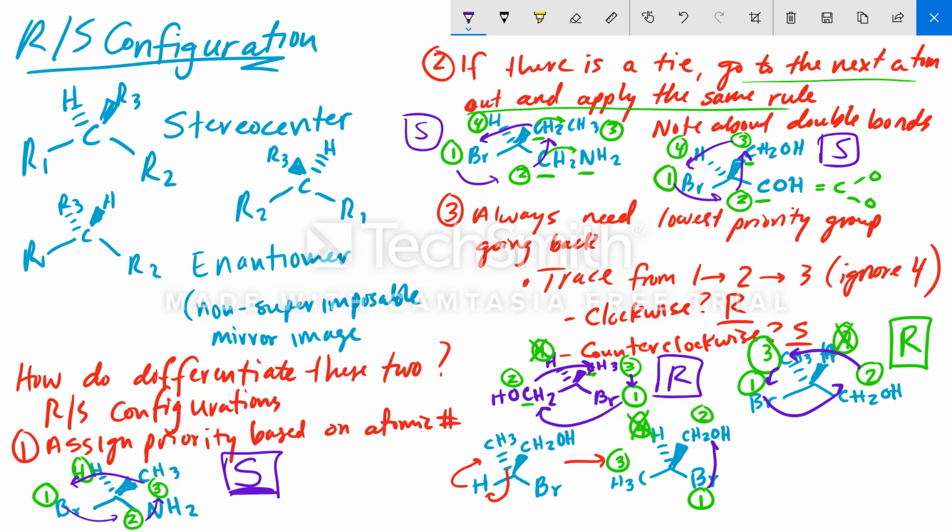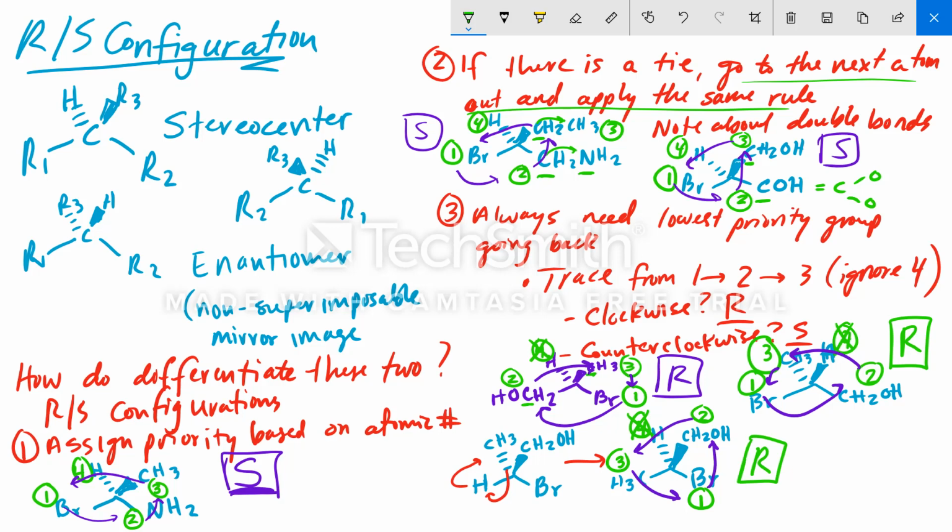So let's draw our arrows. 1 to 2, 2 to 3, 3 to 1. Okay, that is counterclockwise. That's a counterclockwise rotation. So it's S. But we remember that we performed a switch. Because we performed a switch, we need to change the configuration that we find. It's R. So this was S, but we remember, wait, I switched something in the beginning. So it's actually the opposite, it's R.